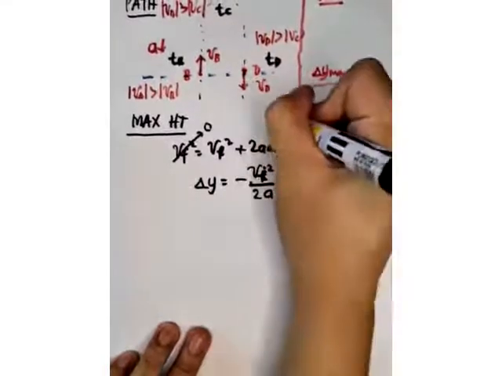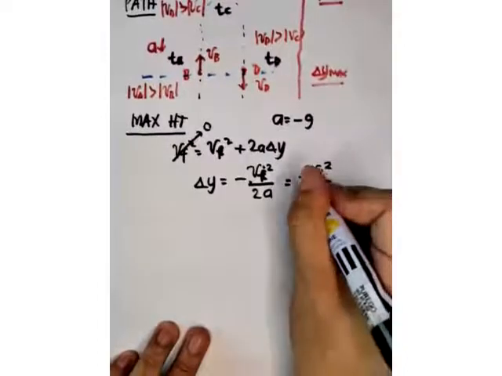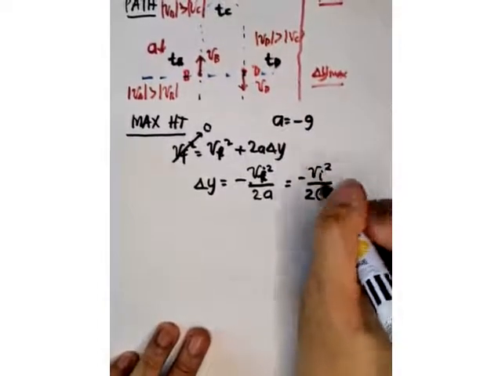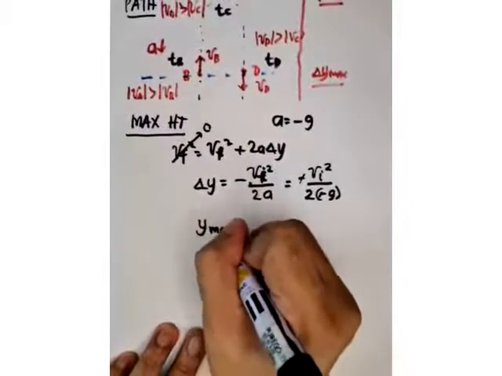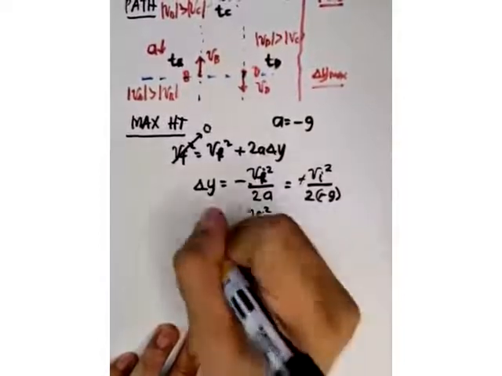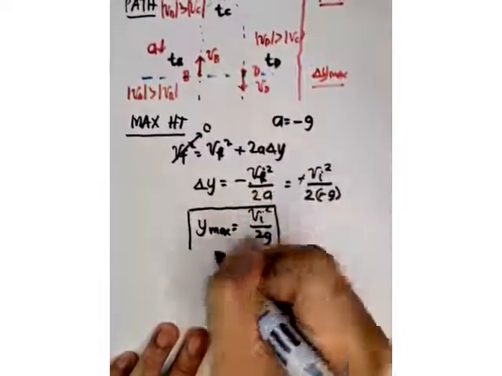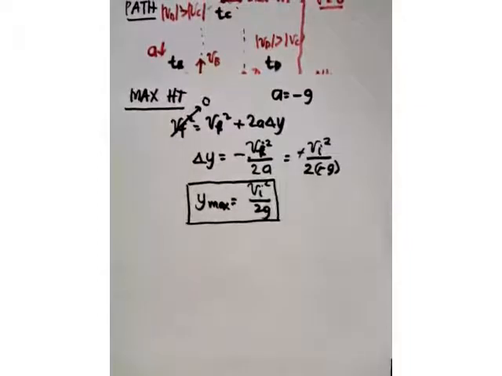Di ba yung A natin is equal to negative g? So, negative g, cancel mo yon. So, yung max height o Y max is equal to V initial squared over 2g. Wala lang, kung gusto nyo lang ng shortcut. Pero kaya naman, madali lang naman siyang i-derive.